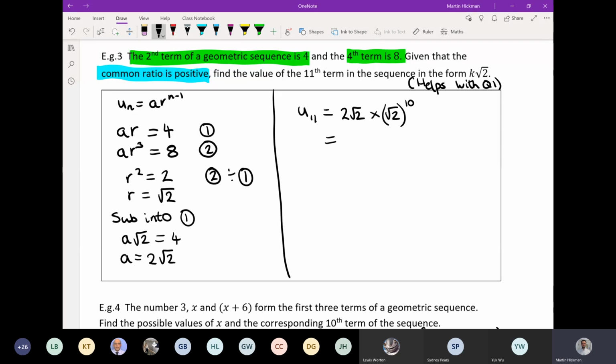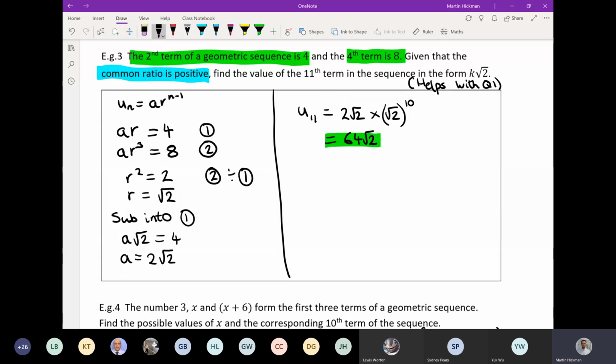Now, root 2 to the power of 10. So another way of describing root 2 is to say, well, that's 2 to the power of a half. So this is 2 to the power of half, to the power of 10. So this is 2 to the power of 5, which is just 32. So we're just doing 32 times 2 root 2. So this just simply gives me 64 root 2. And that is my final answer. Okay, that's the 11th term of the sequence.